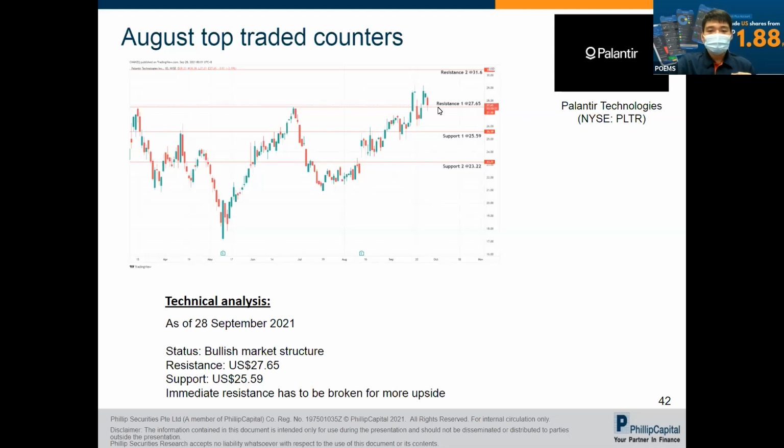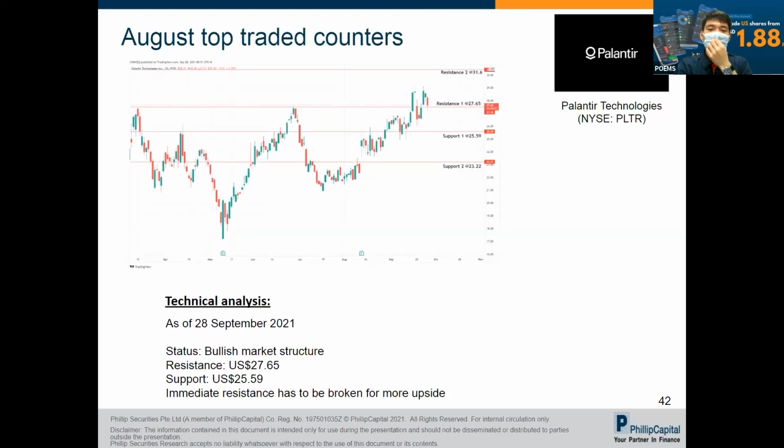And as you can see on the chart here, the chart is in a bullish trend, with resistance of $27.65. Why I say this resistance: because the price is still testing this region. They have not broken away from this yet. So until it has proven that it has broken away from here, it will still remain as a resistance. And as for support, it is $25-ish. This is the region that we deem is a support for Palantir.